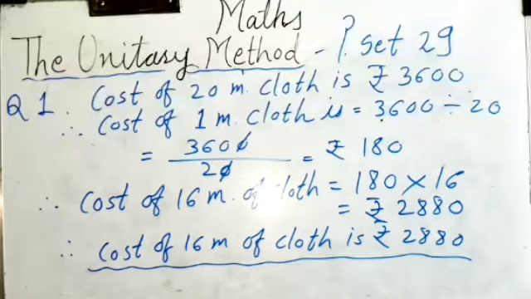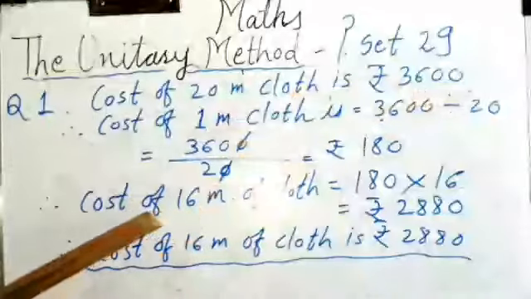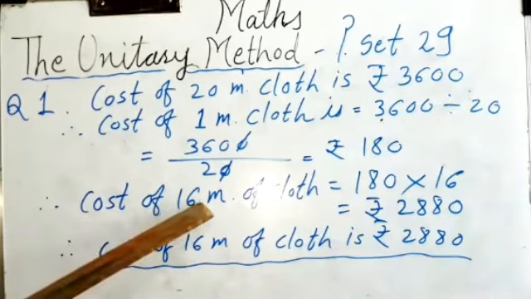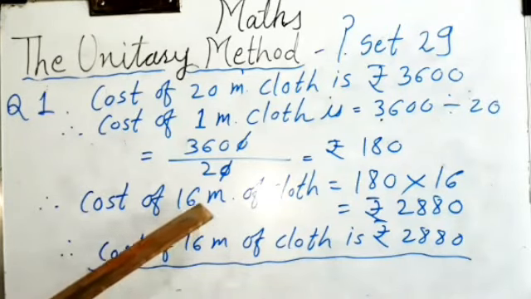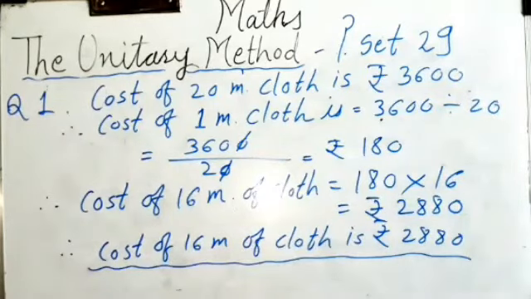So in 3 steps only, students, we get the answer. First is what is given in the question. Second is the cost of one article, by division. Then third step, the cost of that many articles, the number they ask. And then you write the final answer. Like this way you solve question number 1.